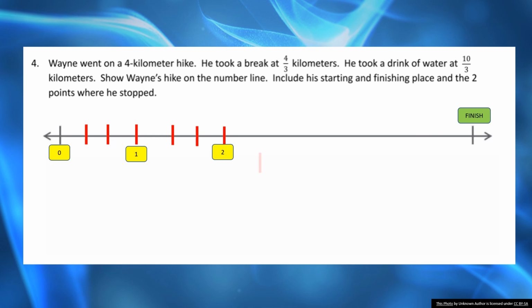So 1, 2, 3. That's another 3/3. So now we're at 3 wholes. Okay? And we need to do it one more time. So 1/3, 2/3, 3/3. That's another whole. And now we're at 4 wholes. So make sure when you partition your number line, it looks exactly like mine. Starts at 0, ends at 4.